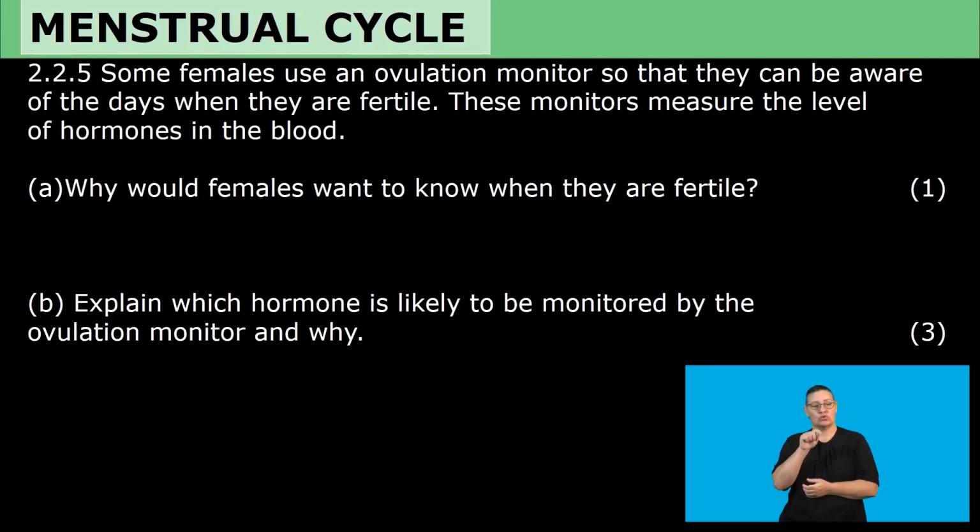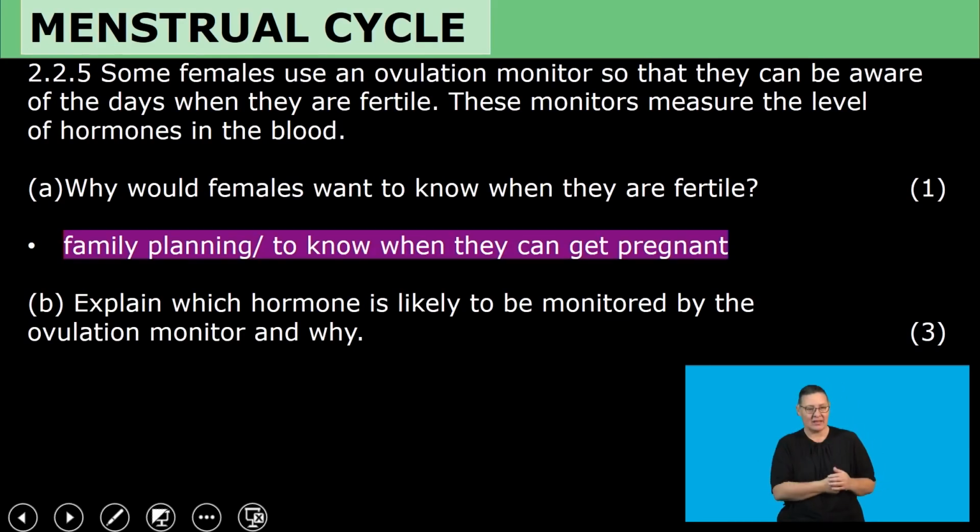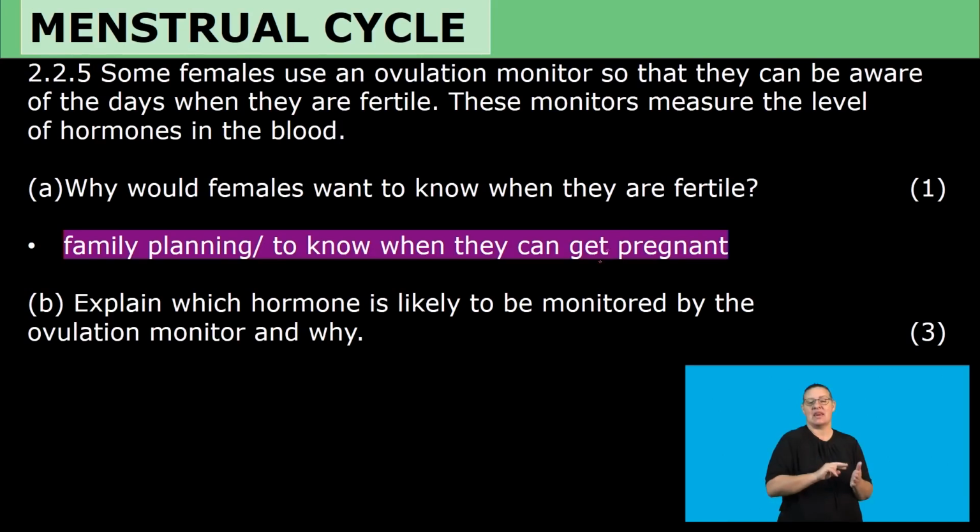Question 225: some females use ovulation monitors so that they can be aware of the days when they are fertile. These monitors measure the level of hormones in the blood. A, why would females want to know when they are fertile? Why should they know? What is the reason? One reason is to know when they can get pregnant.